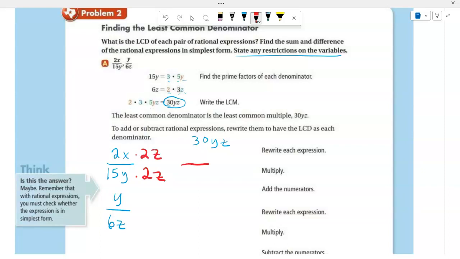And so your rational is going to be 2 times 2 is 4xz, and this is going to be over 30yz. Now you tell me what you have to multiply 6z by to get 30. So it's going to be times 5. We already have a z, so you multiply times y. So you multiply the numerator times 5y. And what you get is 5y squared over 30yz.